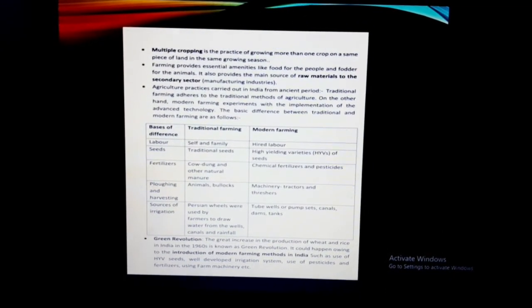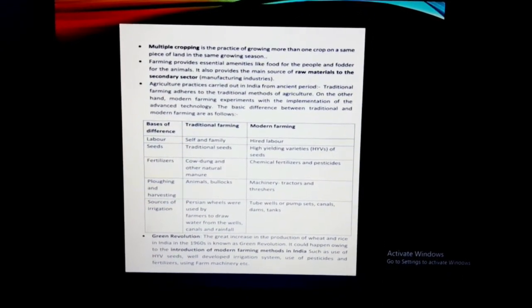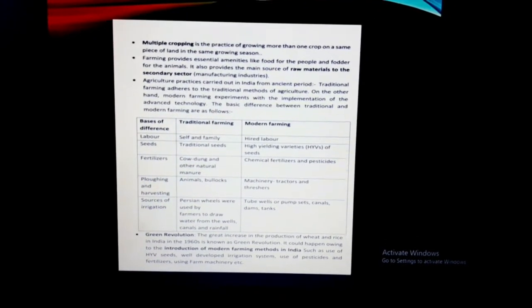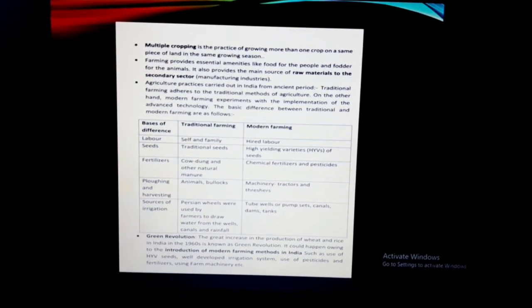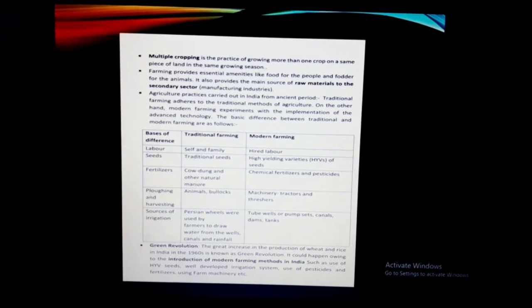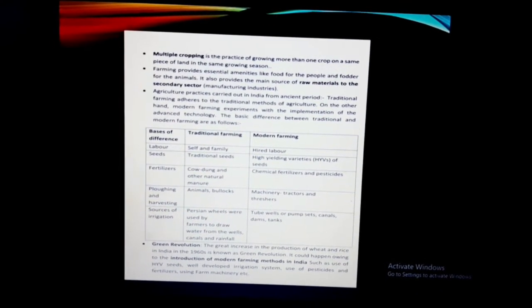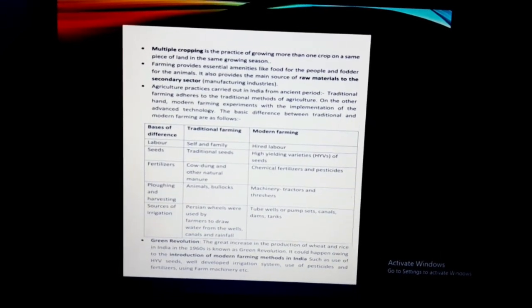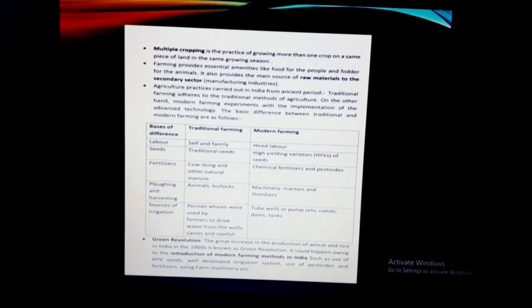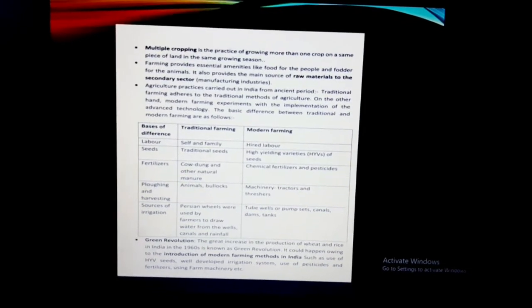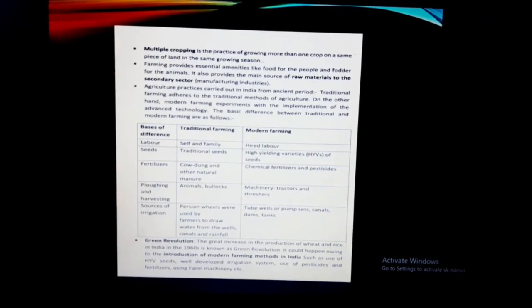The great increase in the production of wheat and rice in India in the 1960s is known as the Green Revolution. It could happen owing to the introduction of modern farming methods in India, such as use of HYV seeds, well developed irrigation systems, use of pesticides and fertilizers, using farm machineries, etc.